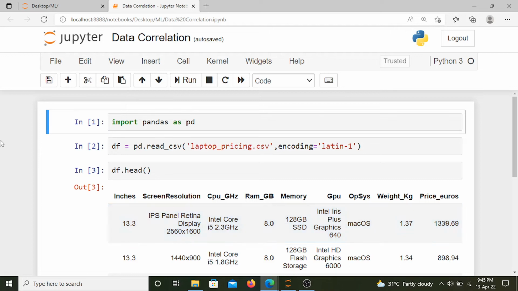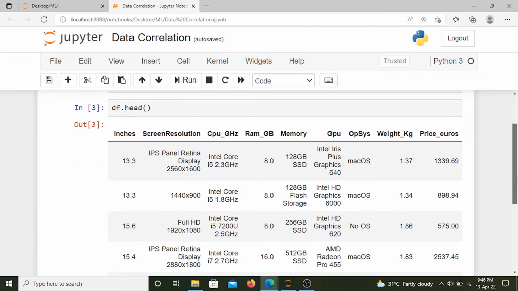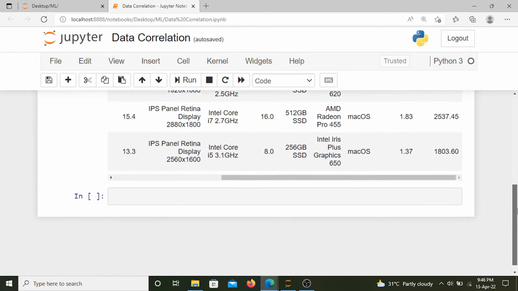So in this video, we'll learn how to find the correlation among different variables of data. Here we have loaded the data, and using the head method of pandas, we can have a look at our data. This data is about the price of laptops and different variables that can affect the price, like RAM, memory, and screen inches. We want to see the correlation between them.